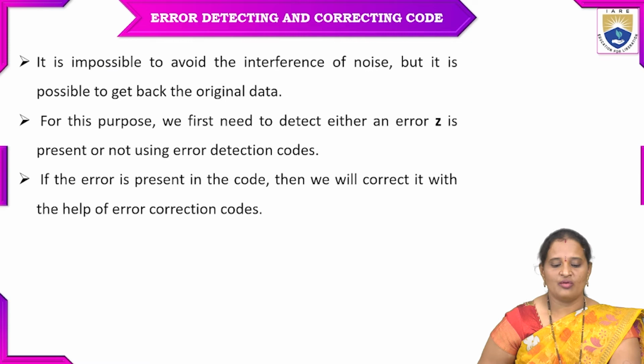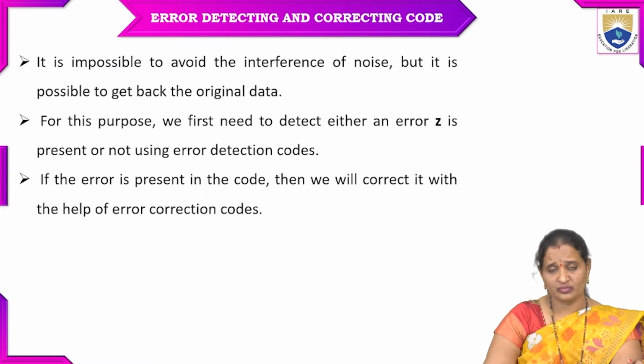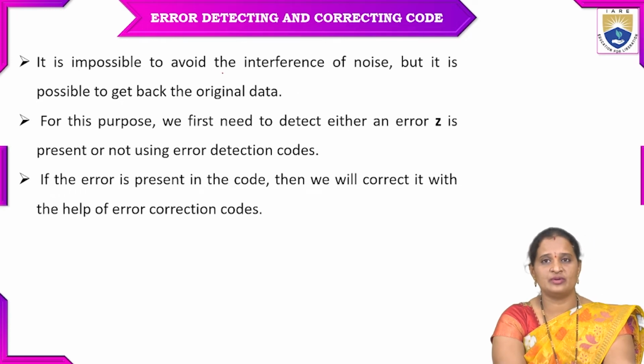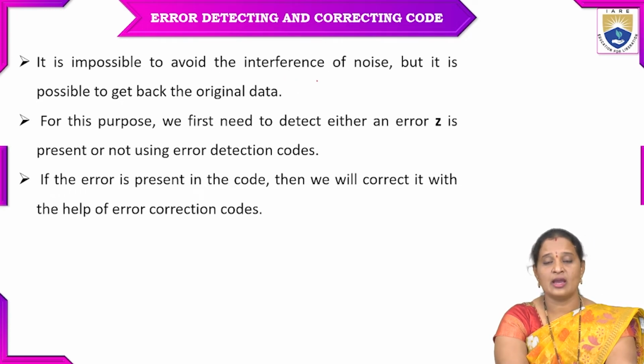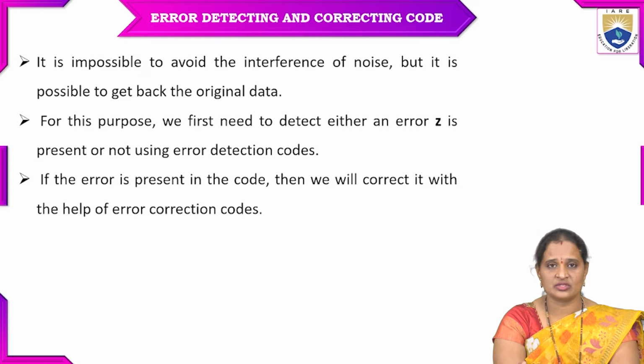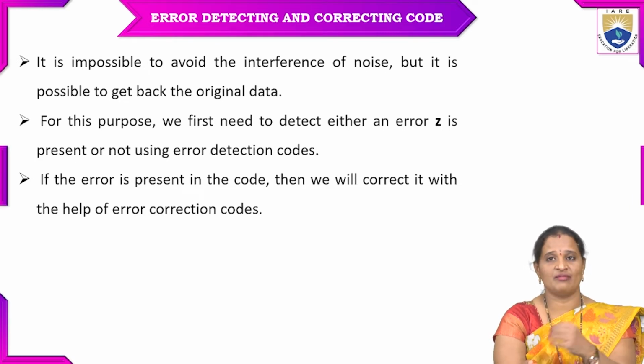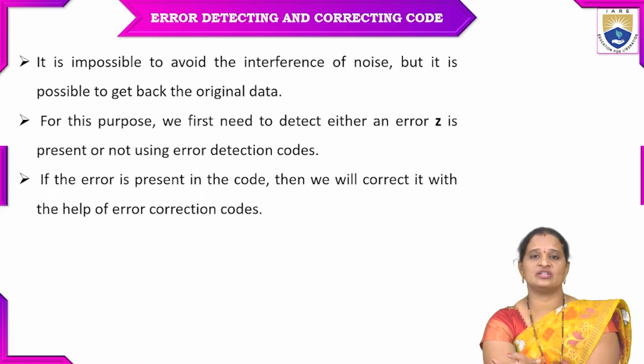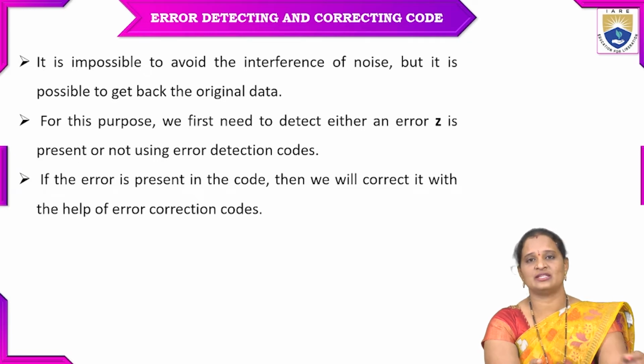For avoiding that, we go for error detection and correction codes. It is impossible to avoid the interference of noise, but it is possible to get back the original data. We cannot avoid the interference of noise during the transmission. But what is the other possibility? Instead of avoiding the interference of noise, we can retrieve the original data after the transmission.